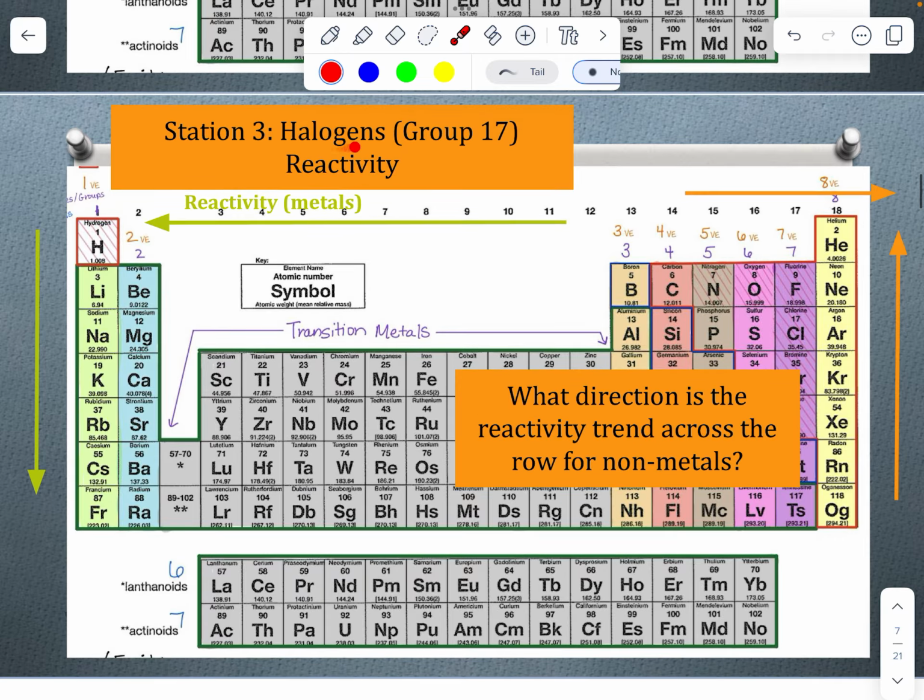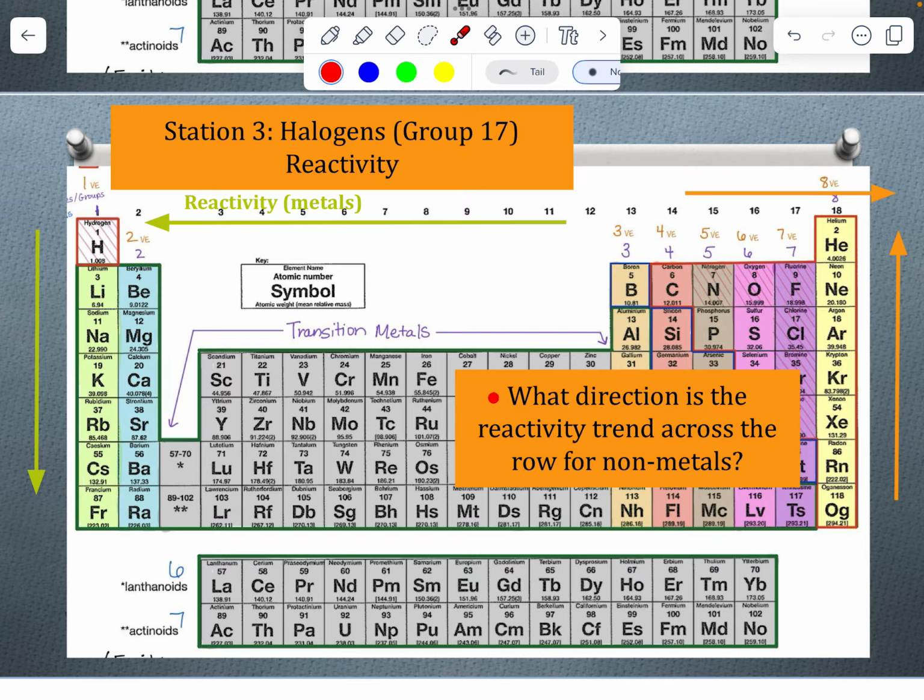Now, looking at our non-metals, the halogens. As we're looking at this, we should have seen in that video that reactivity for nonmetals is going to increase as we get to lower energy levels, as you're looking up on the periodic table. So fluorine was the most reactive of the videos you saw.